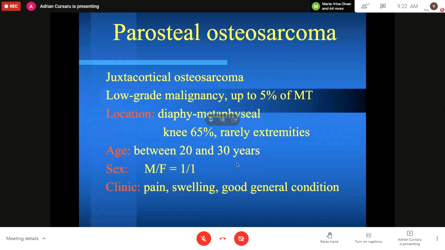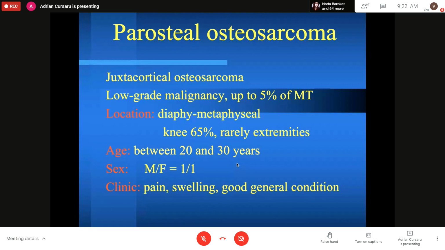Another type of malignant bone tumor is represented by the parosteal osteosarcoma. That's a special one because of its localization. It is a tumor that is localized juxtacortical. It could be a low-grade malignancy, up to 5% of total types of malignant bone tumors.